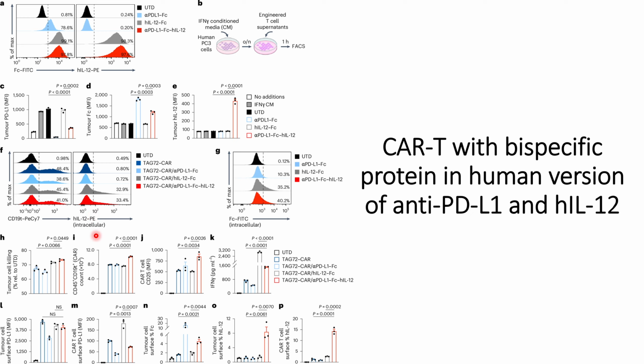And then they also check the intracellular human interleukin 12 levels, and these levels are high in the cases where human interleukin 12 is also used, indicating that their system is working as per expectations in terms of translation. Then they check the FC expression also, and they are able to see the FC expression is at the same levels, that is in the case where human interleukin 12 FC is used or anti-PD-L1 FC along with hIL-12 is used.